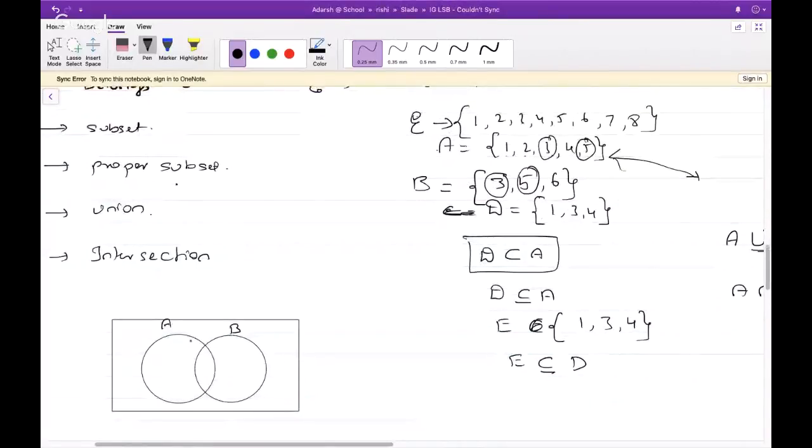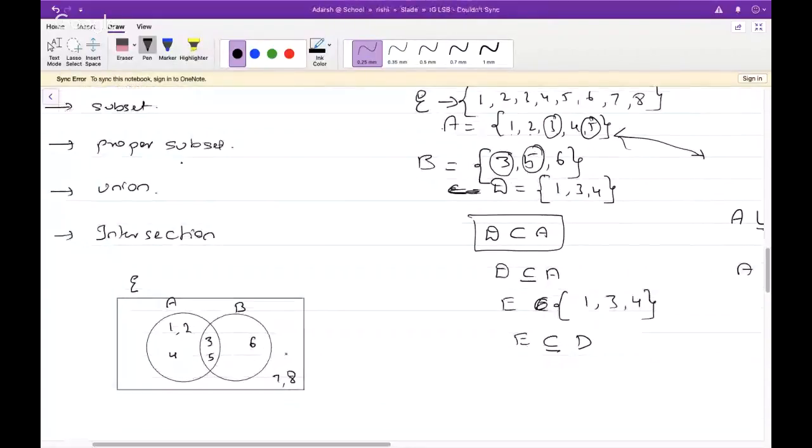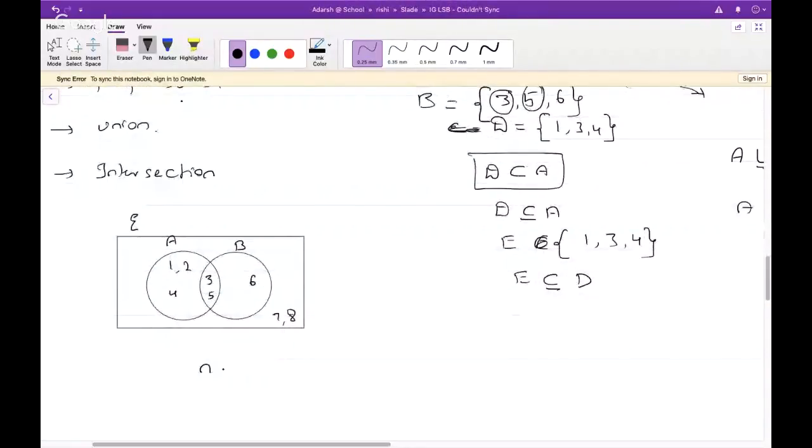First figure out the common elements, which are 3 and 5. Write them here. Then what other elements are left? 1, 2, and 4, so write them here. Then 6 is left, write that here. Any other elements which belong to the universal set but are not in A and B, you write outside. So 7 and 8 are in the universal set but not in A and B, so you write them here.